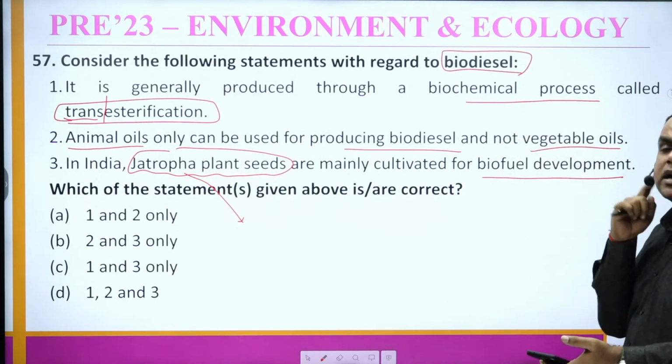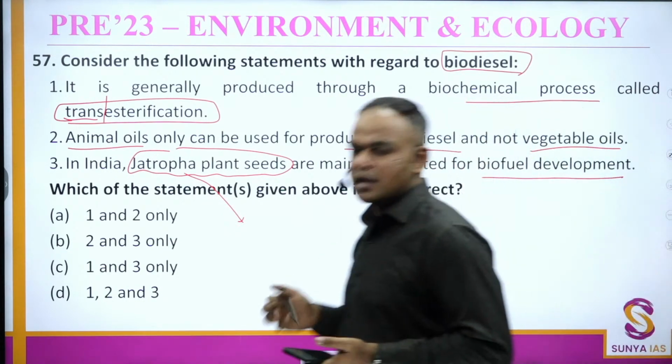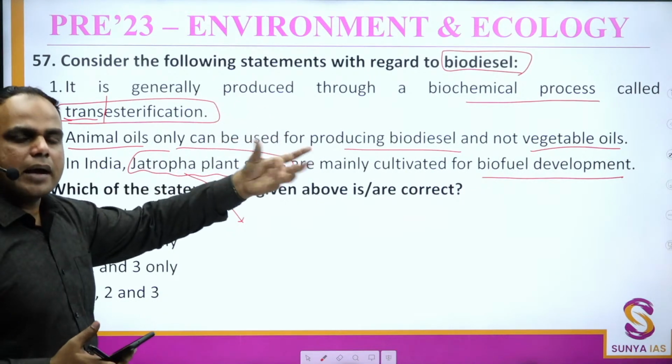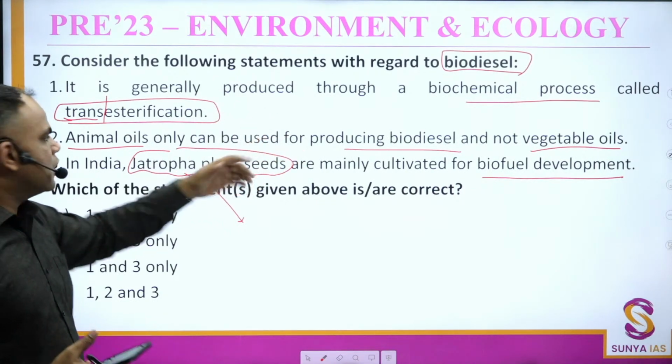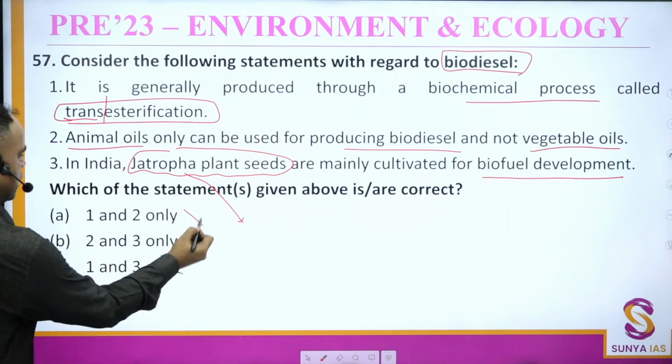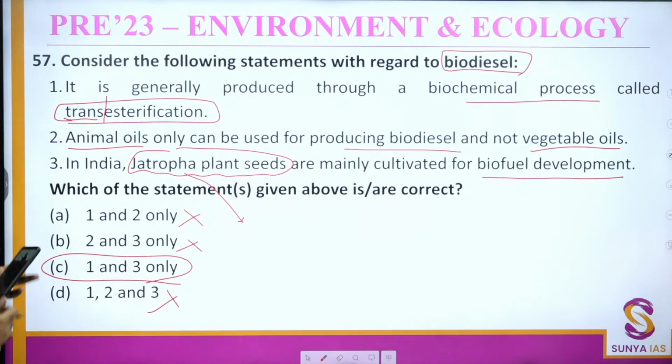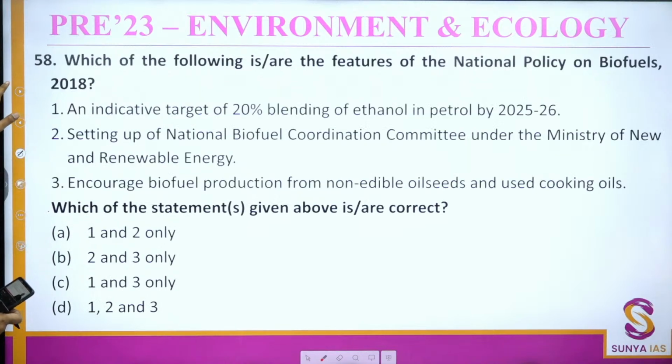So second you can eliminate, and by the way, because if you can use animal oils, then why cannot you use vegetable oils? Okay. So 2 can be eliminated. By the way, if you eliminate 2, you directly get your answer. 1 and 3. Okay. This is related to biodiesel.